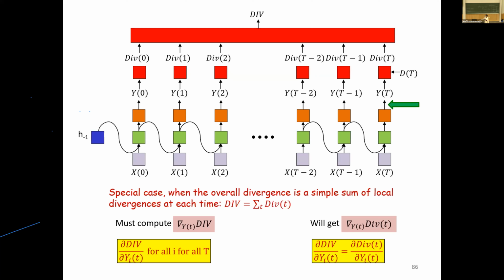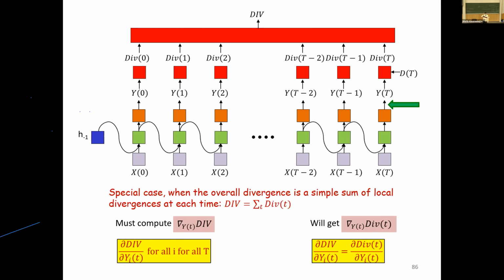So in the simplest case, if the divergence is simply a sum of the divergences at individual times, then this is very simple, right? The derivative of the divergence with respect to Yt is simply going to be the derivative of the local divergence at that time with respect to the output. But more generally, you need to be able to compute this term here, the derivative of the overall divergence with respect to the individual outputs at every time.